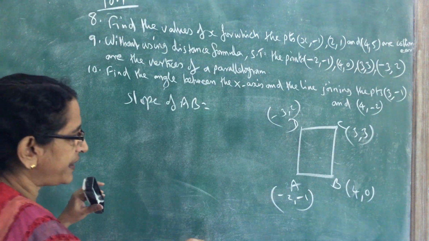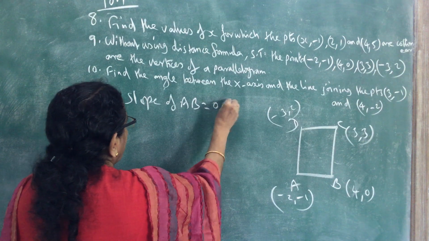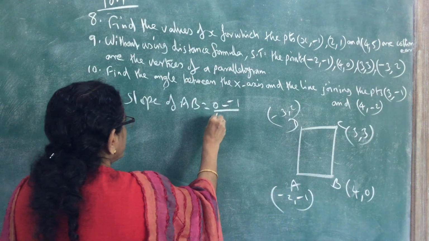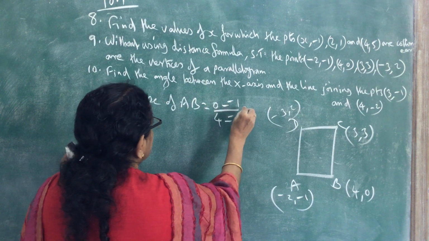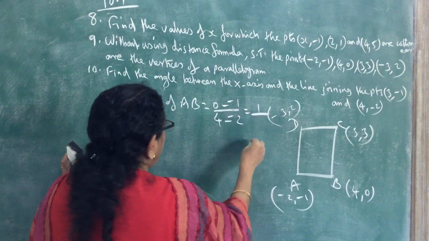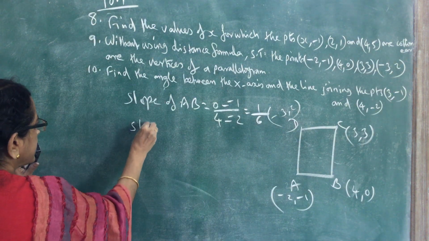(y2 − y1)/(x2 − x1), that is (0 − (−1))/(4 − (−2)). That is equal to 1 divided by 4 plus 2, which is 6. So 1 by 6. Then slope of BC.